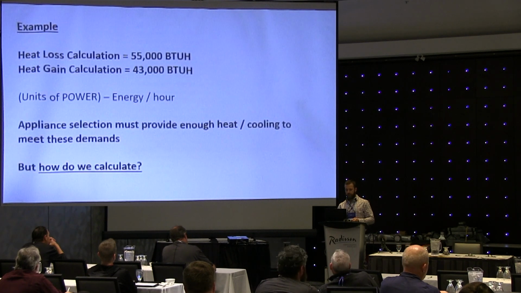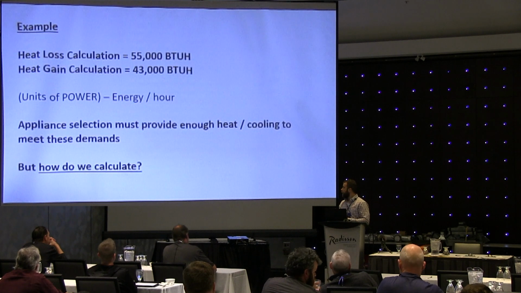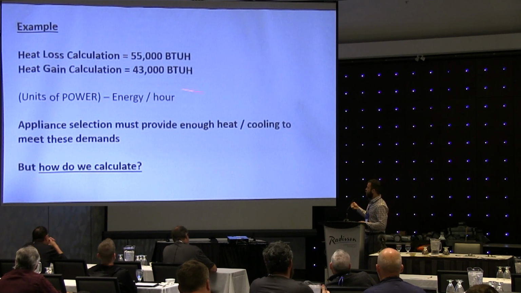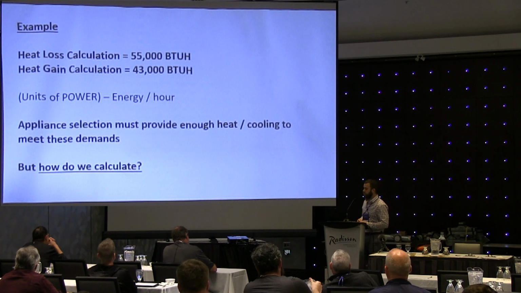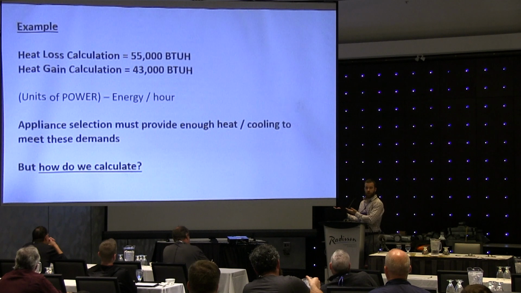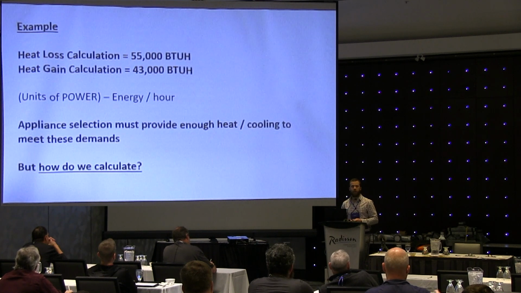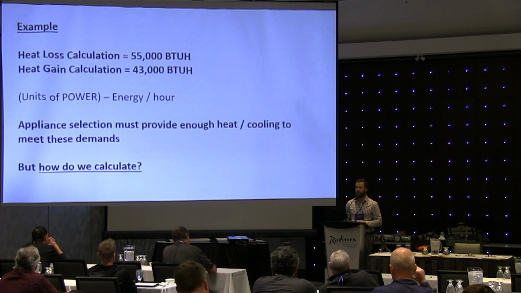So for example, this gentleman calculates heat loss and heat gain for a house to be 55,000 BTUs for heating, 43,000 BTUs for cooling, for example. He needs to just choose equipment that can serve those loads, right? He needs to make sure whatever equipment he picks meets the load in the house. Anybody have any questions up to this point? I imagine this has all been pretty straightforward so far.